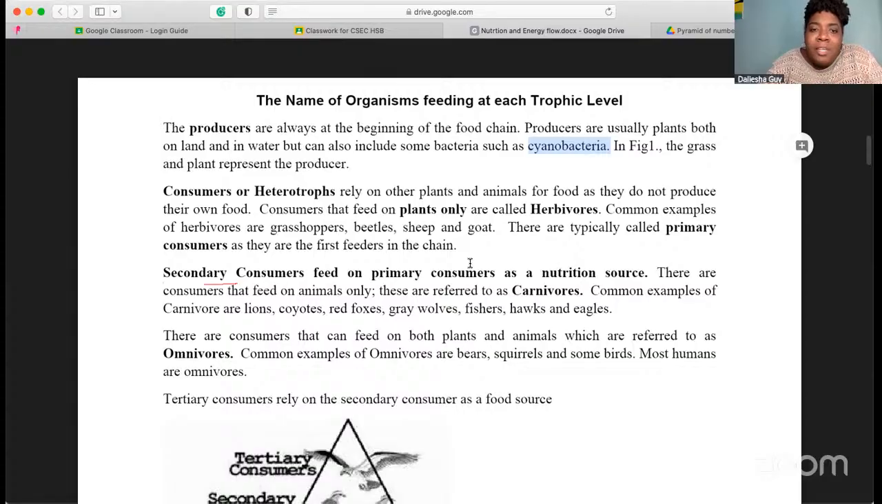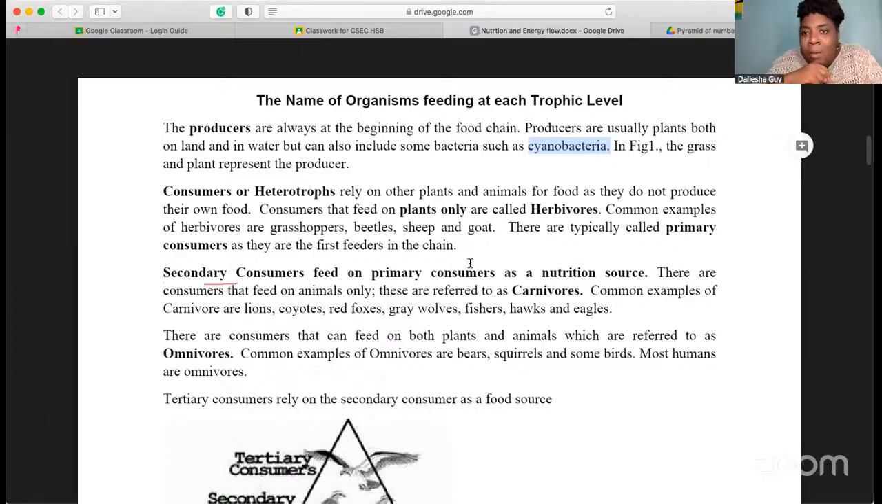They tend to feed on the primary consumer. So the secondary consumers tend to feed on the primary consumer as their nutrient source. All right. So the primary consumer is the one right after the producer, and then the secondary comes after the primary. All right. So the secondary consumer tends to be carnivores. What is a carnivore? A carnivore is an organism that feeds on animals only. All right. So the secondary consumer can be a carnivore.